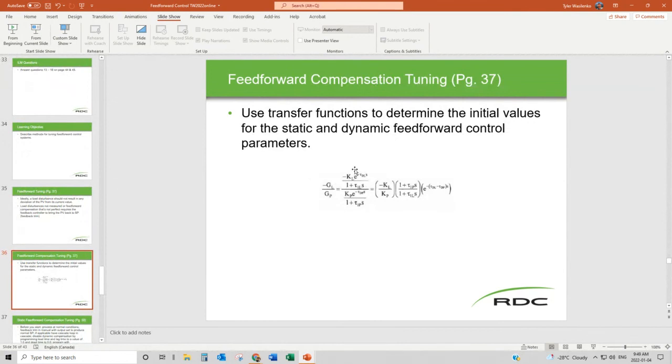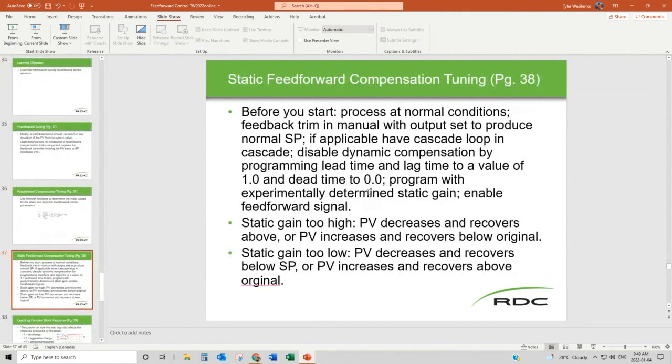Okay, we use transfer functions to determine the initial values for the static and dynamic feed forward control parameters. We've done this exercise already. So once we've done our testing, we get our transfer functions, and then we do our little negative KL over KP math, and get our T1 times and our difference in our dead times. We can get our values to put into the controller.